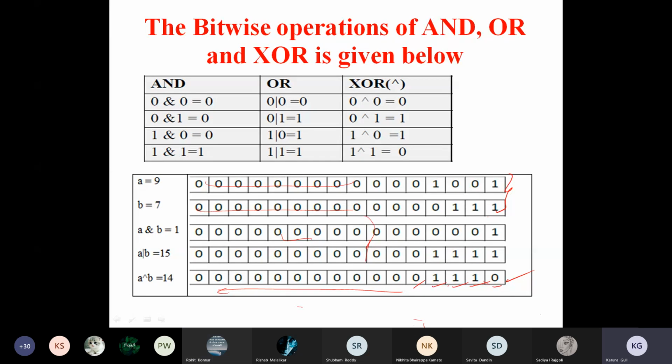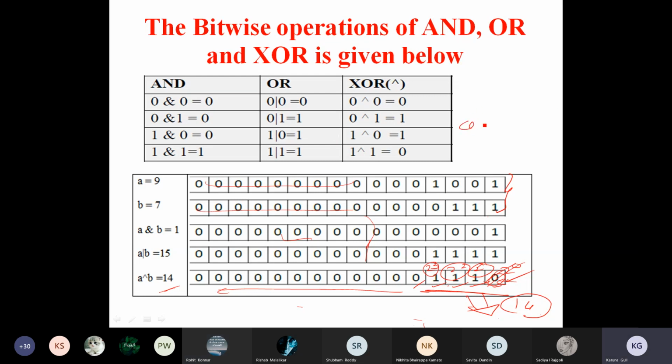Now can you tell me what is the decimal equivalent of this? 14. Because 2 to the power 0, 2 to the power 1, 2 to the power 2, 2 to the power 3. This is 8 plus 4 plus 2. So 8 plus 4 is 12, 13, 14. The other term is not existing because it is multiplying with 0, so I'll get 0 there. That's why I'm going to get 14. Is it okay? Yes, ma'am.